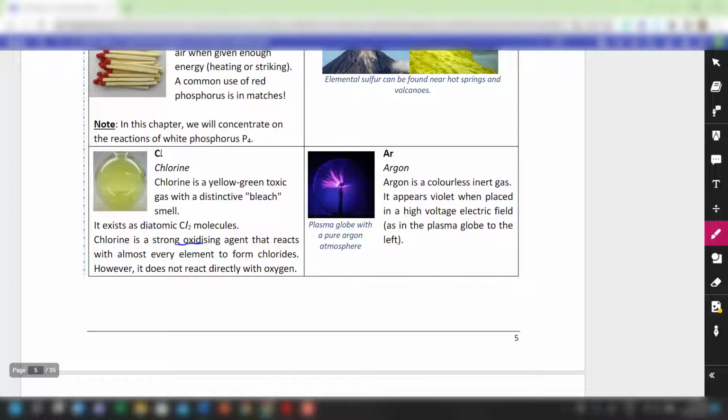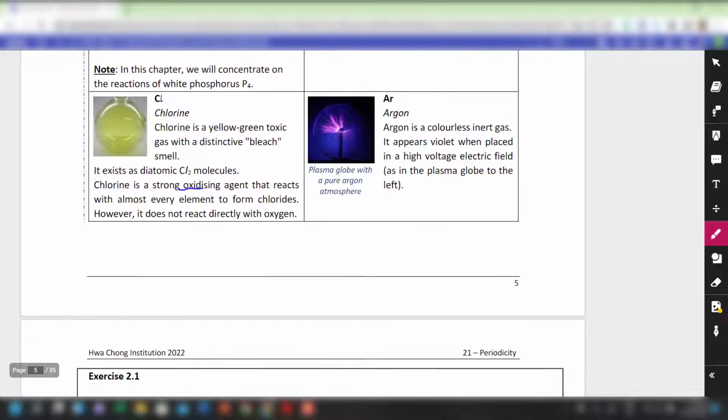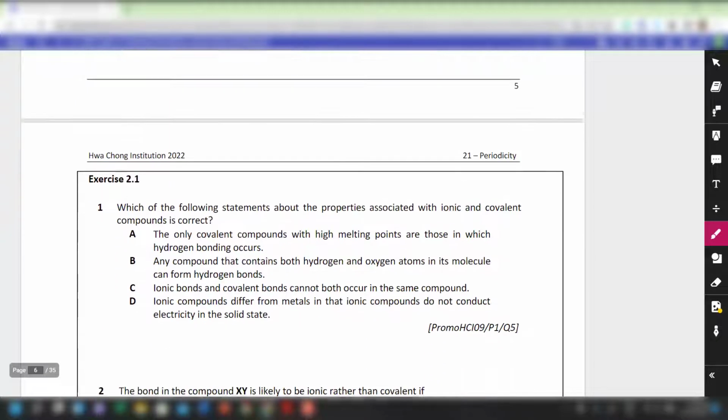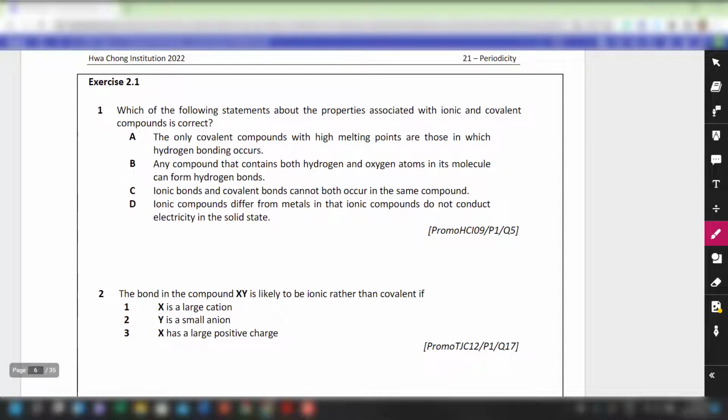Usually argon is actually used to fill light bulbs, or some specialized material like a plasma globe. It will appear violet when you subject it to a large voltage electric field. This is largely due to electronic transition. So we'll not go too much into them. With that, we'll come to the exercise.